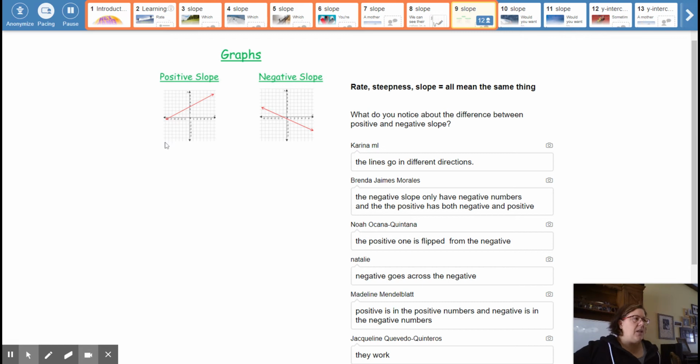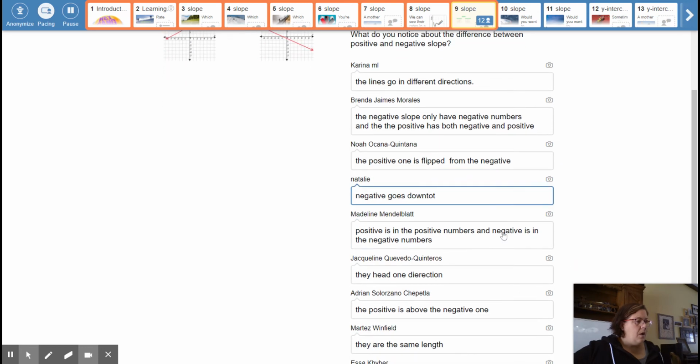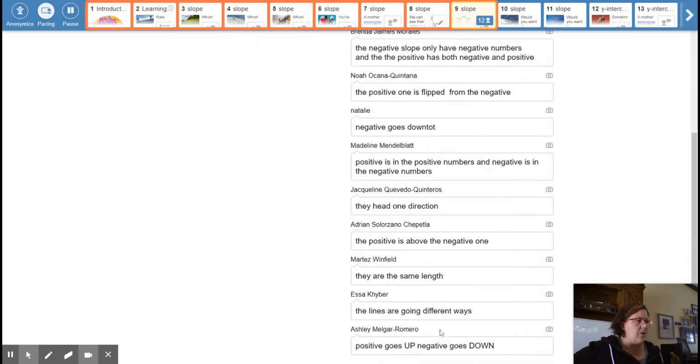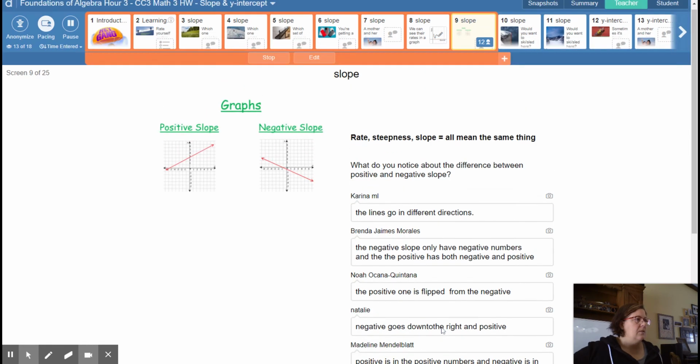The big takeaway that I wanted you to have here about slope is that the positive slope goes up to the right and the negative slope goes down to the right. Okay, think of it as walking up a hill or walking down a hill. Those are the two things. Yes, they're going in different directions, exactly.